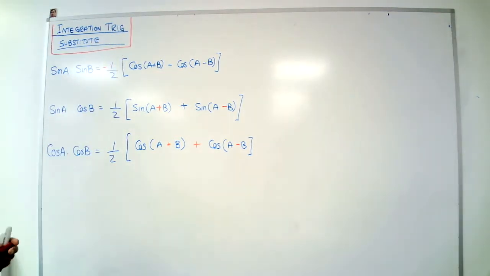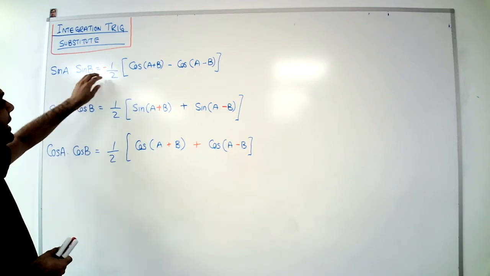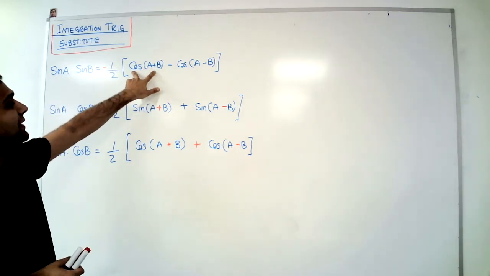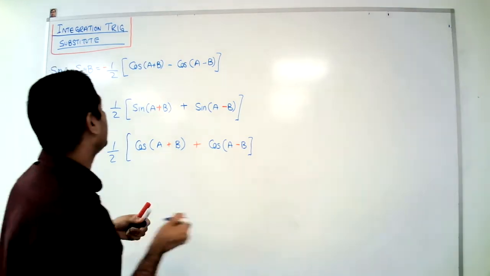Because we cannot integrate sine squared x, we cannot integrate sine A, sine B straight away. So to do that one, we use these identities. Sine A, sine B equals -½ (cos(A+B) minus cos(A-B)). Where did we get this formula from? We got it from expanding these formulas. If I do one and the other, you can have a look. This is how it works.